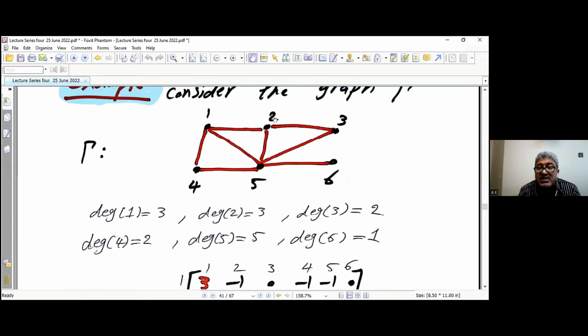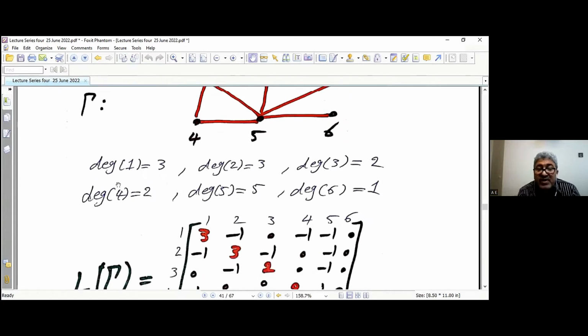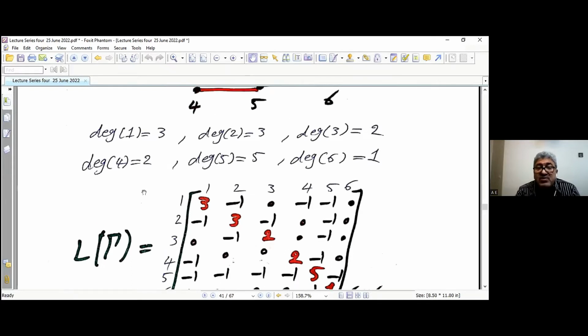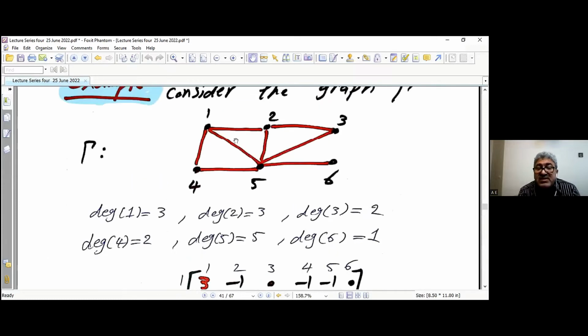2 and 3. We have an edge between 2 and 3. So 2 is adjacent to 3, so we have to put -1. And you can see here, 2, 3 is -1. How about 2, 4? 2, 4 is 0. You can see there is no edge between 2 and 4.